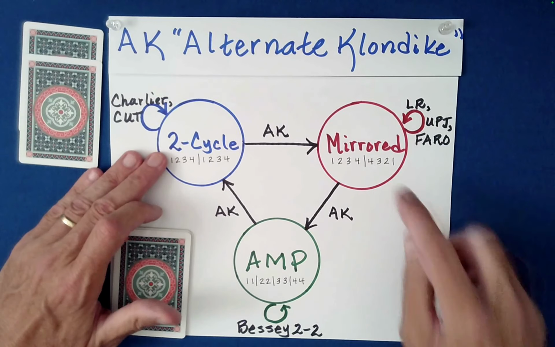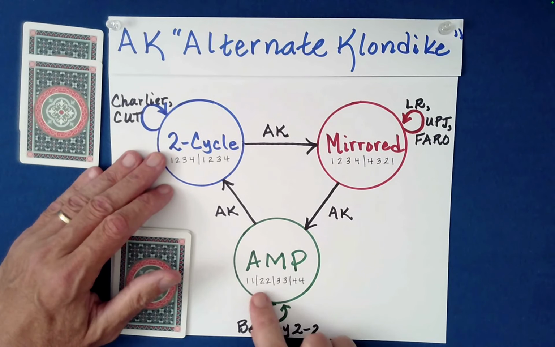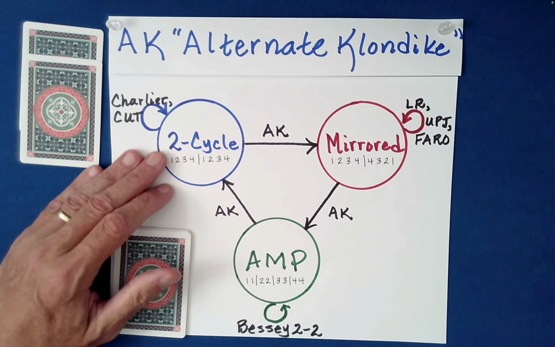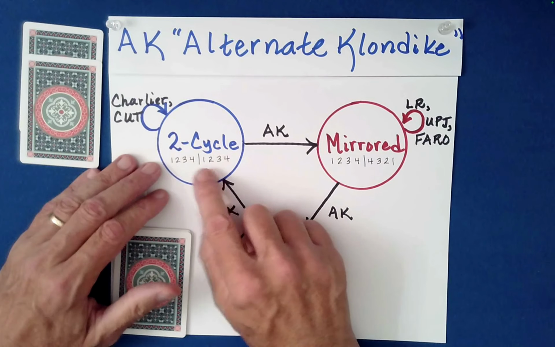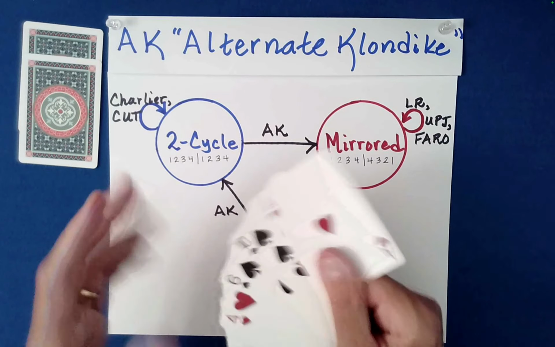Now below each of the names I have kind of like a quintessential representation. So for the AMP it's 1, 1, 2, 2, 3, 3, 4, 4, showing that as pairs the cards are, quote, related. Now that it's cyclic, it's going to be something like 1, 2, 3, 4, 1, 2, 3, 4. Maybe I'll even show you that.